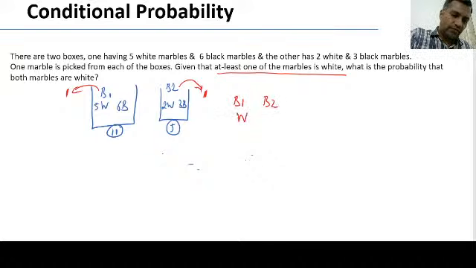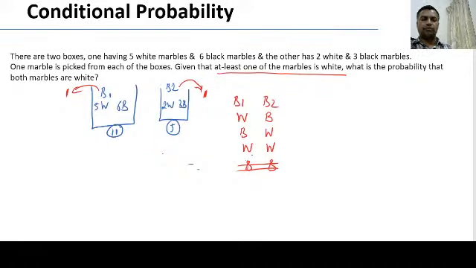You might have got white from here and black from here, or you might have got black from here and white from here, or you might have got both whites, or you might have got both blacks. This is ruled out because you have said that at least one white is there. Therefore, I don't have to think both are blacks. So this might have happened.